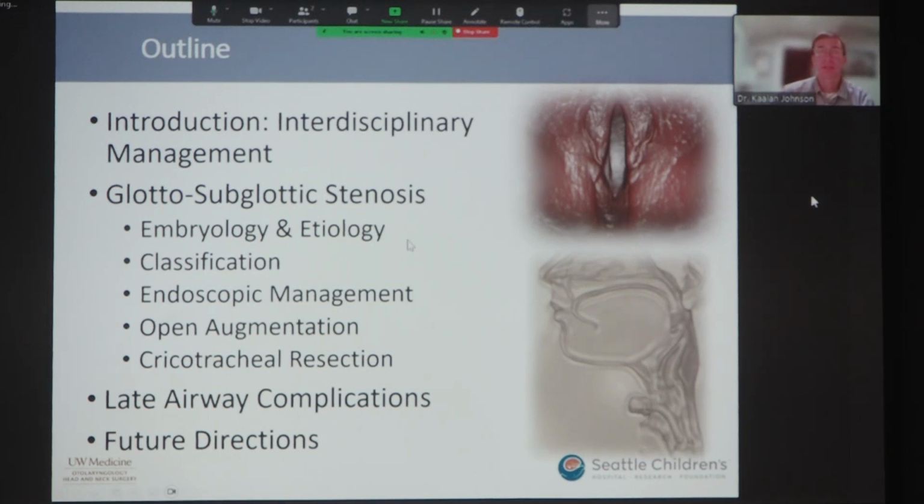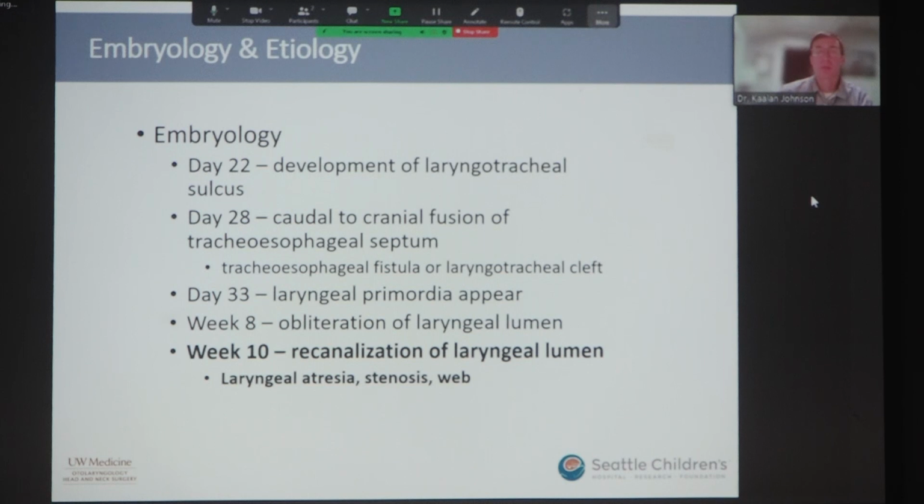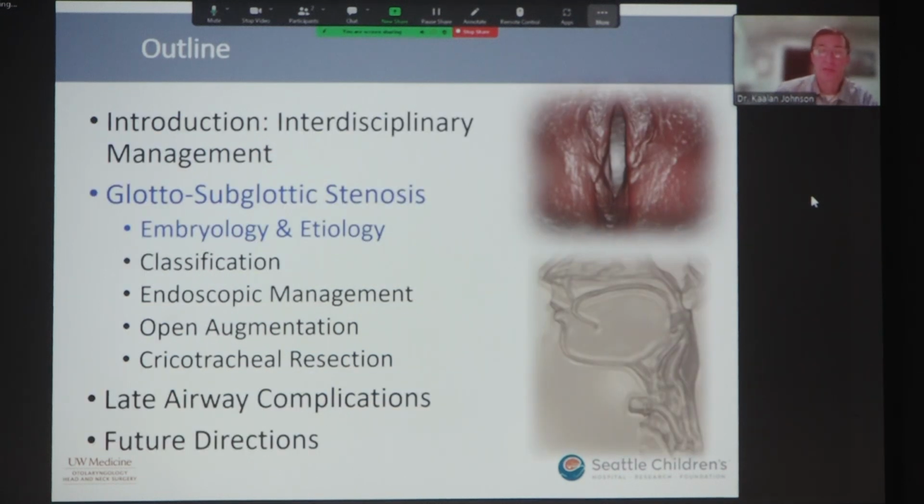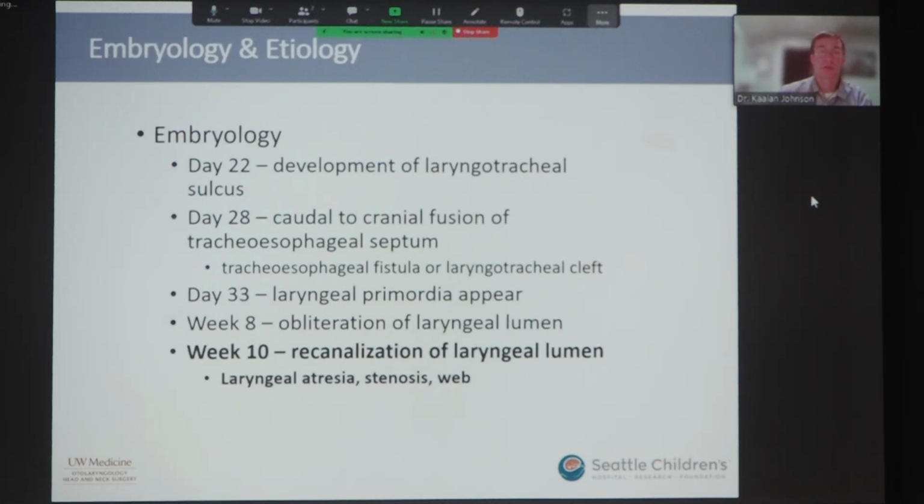But I'm going to start after that introduction just with a discussion of some of the basic things underlying what we have to treat with embryology. And I am going to also go through some of the basic classification and some other management strategies very briefly, because many of these things have been covered in other talks this weekend. So if I feel like I'm rushing through things, it's just because I know you've heard some of this content already this weekend.